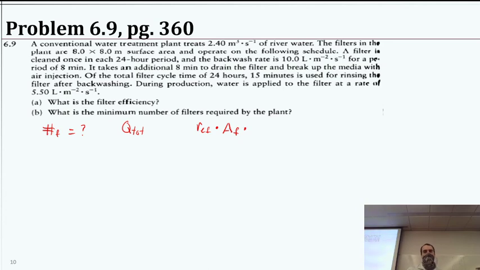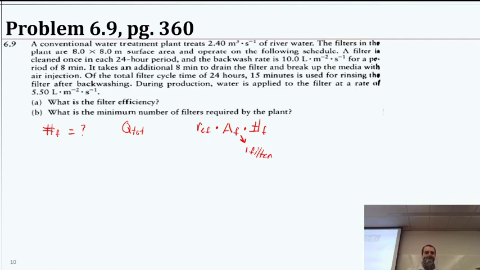You can do this one of two ways. You could do that by area of one filter times the number of filters, or you could do it by the area of the filter times the area of, we'll say, all filters, and just capture that in one spot. That seems slightly less intuitive to me, so I'm just going to keep that away for the moment and just say this is one filter, the area of one filter.